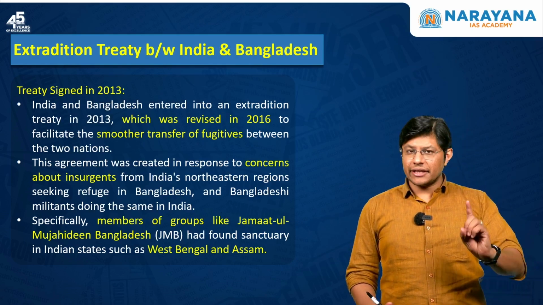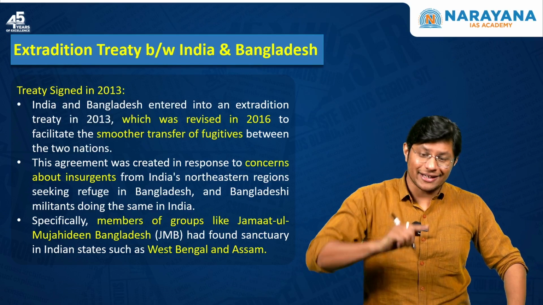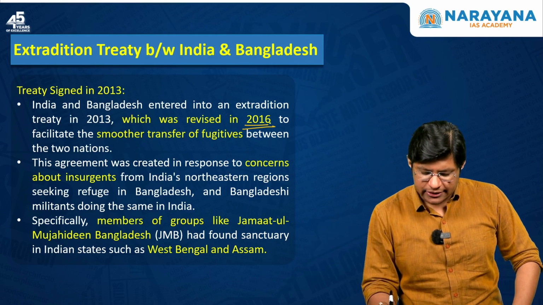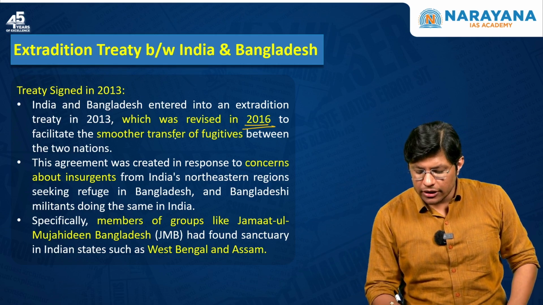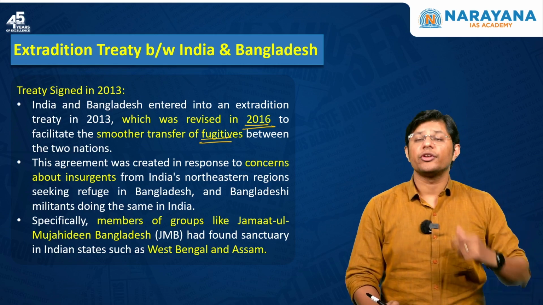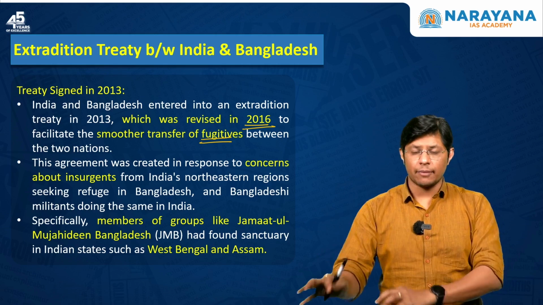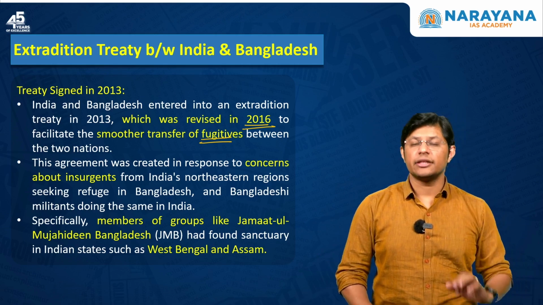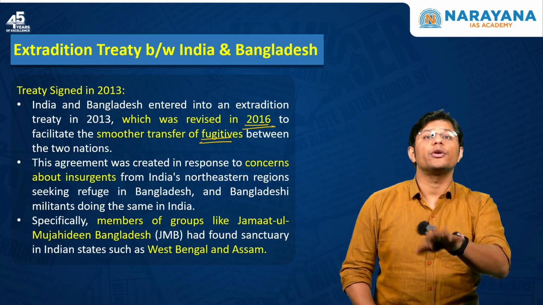So, a treaty was signed for the first time between both the nations in the year 2013 and revised in the year 2016. The purpose was to facilitate the smoother transfer of fugitives. Now, who are fugitives? The people who actually commit a crime in the country and flee to another country. These are known as fugitives. Now, for Bangladesh, Sheikh Hasina is a fugitive.